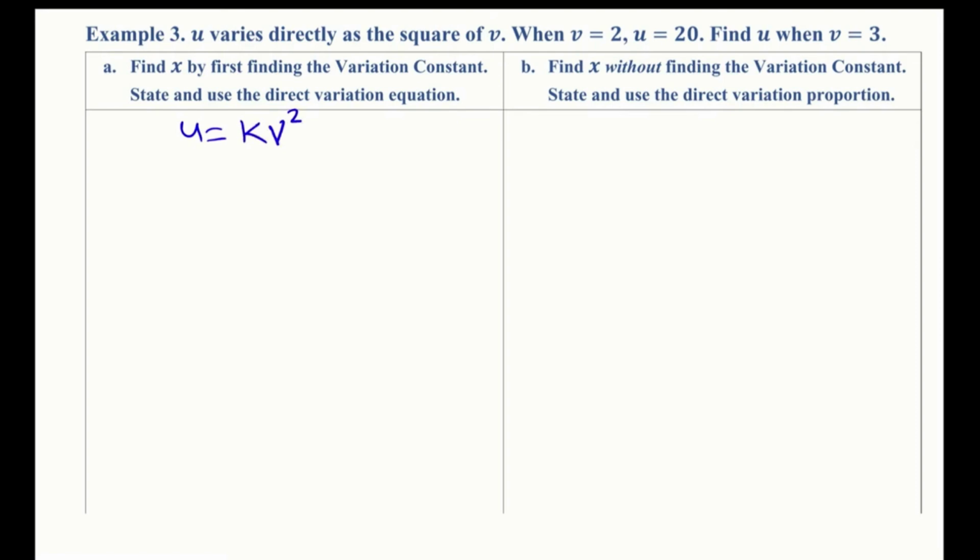So we're also going to tabularize the information given to make it nice and organized. So we know that v is 2 when u is 20.